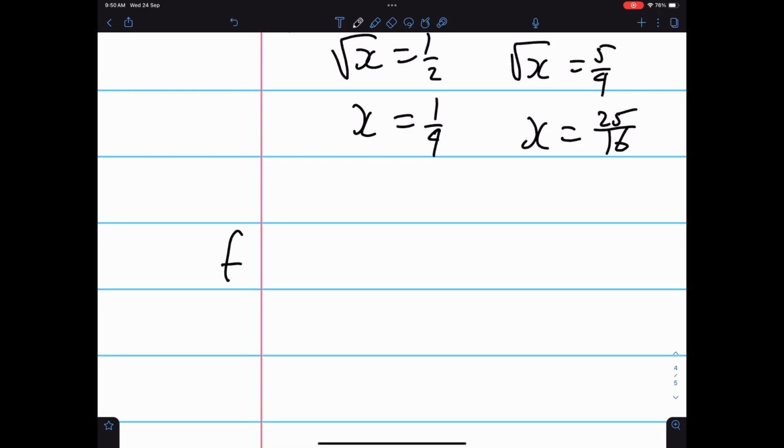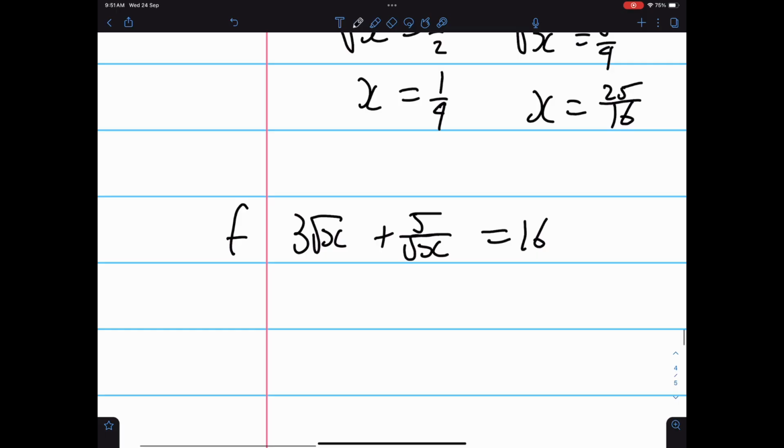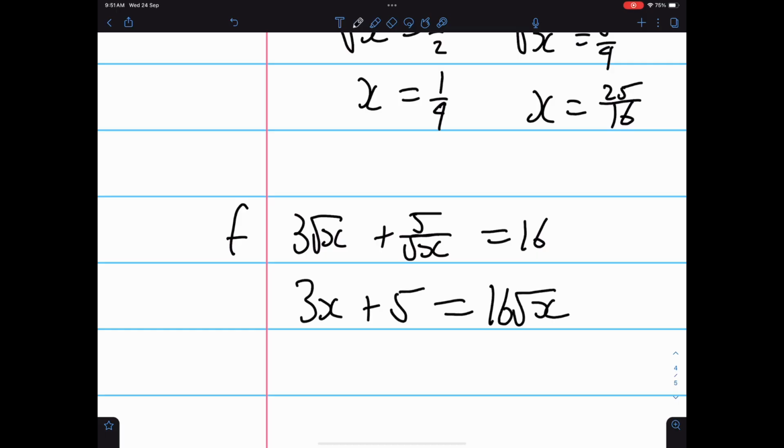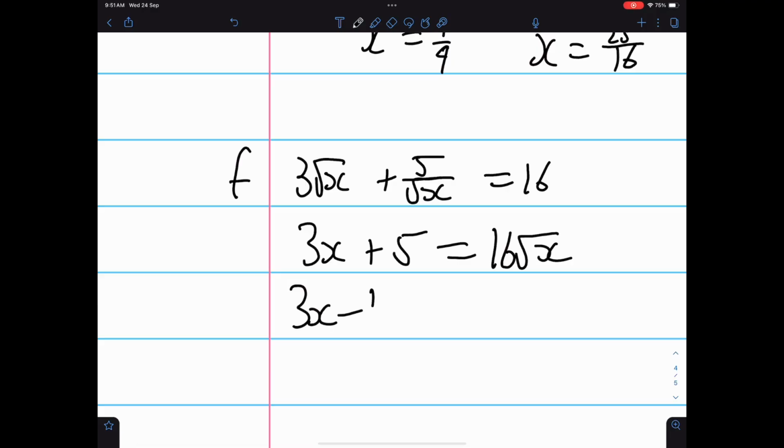F. 3 root x plus 5 over root x equals 16. Again, as I said for the one that was like 9 over x to the power of 4 or something like that, I recommend you either do a u sub or you get rid of those denominators. So this becomes 3x plus 5 equals 16 root x. Plus 5 equals 0.